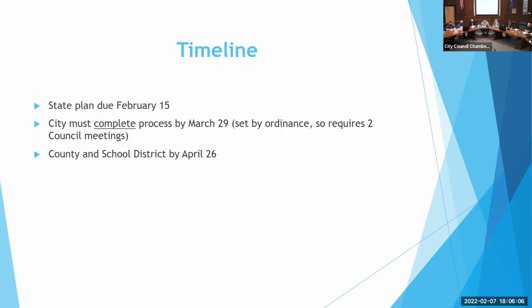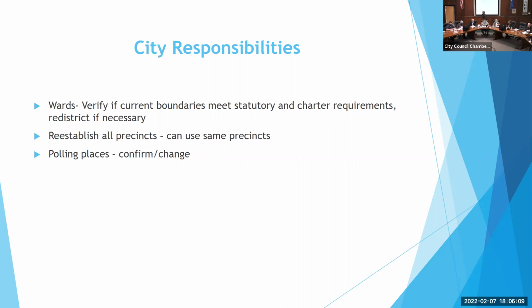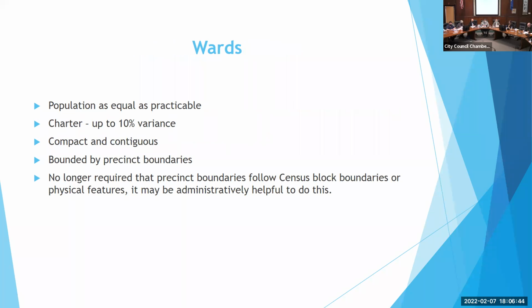So the city responsibilities are 3 items. 1, the wards. We have to verify that the current boundaries meet both the statutory and charter requirements, and redistrict if necessary. Then we reestablish all our precincts. And finally, we need to confirm polling places for each of those precincts. So again, the wards, the population has to be as equal as practicable. The charter allows for up to a 10% variance. The boundaries must be compact and contiguous, and the precinct boundaries are within each ward.